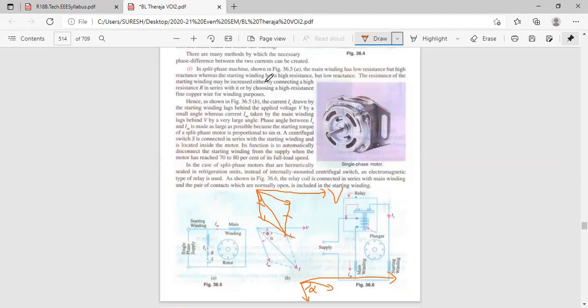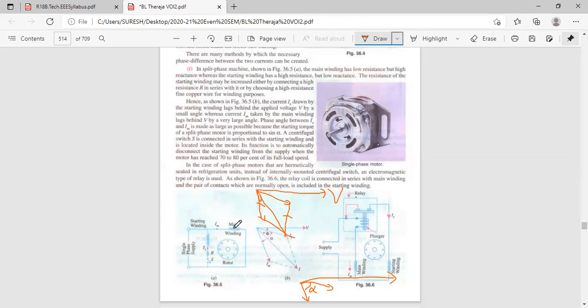See this line, what I am saying. The resistance of the starting winding may be increased either by connecting a high resistance in series with it or by choosing a high resistance fine copper wire for winding purpose. The current IS drawn by the starting winding lags behind the supply voltage by a small angle. See, IS lags the voltage by a small angle, but IM lags behind the voltage by a large angle. This IM lags the voltage by a large angle because the main winding has high reactance.